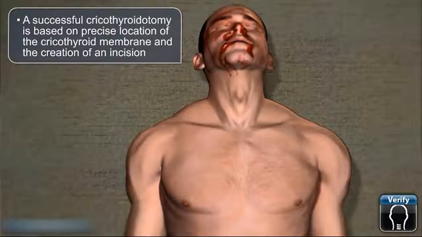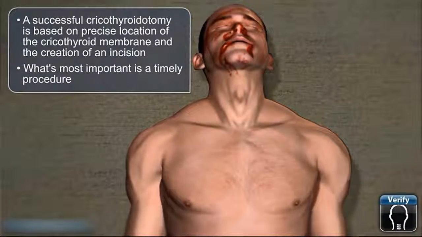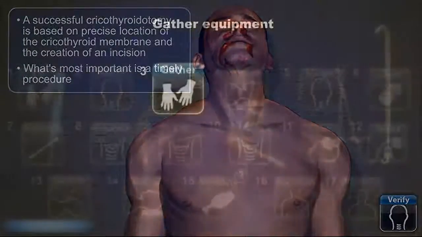A successful cricothyroidotomy is based on precise location of the cricothyroid membrane and the creation of an incision. What's most important is a timely procedure.